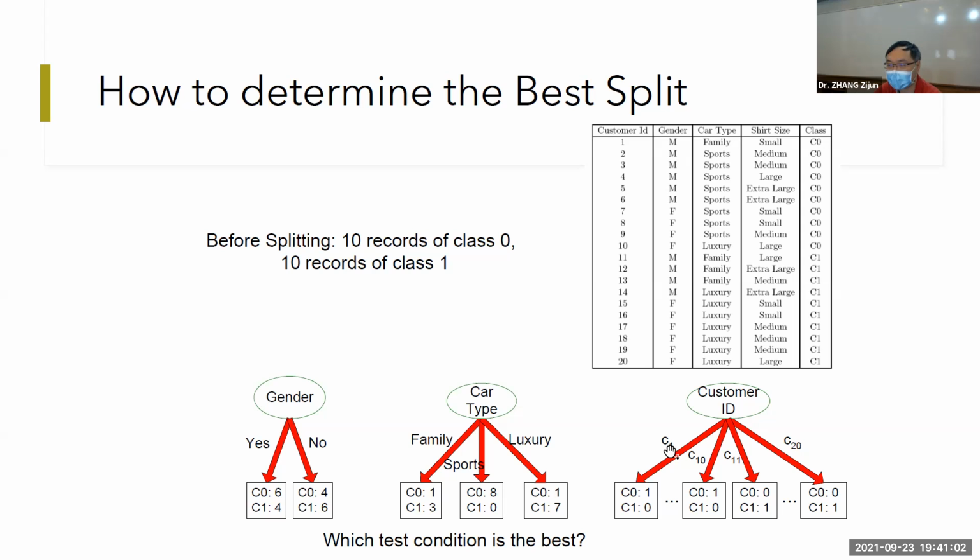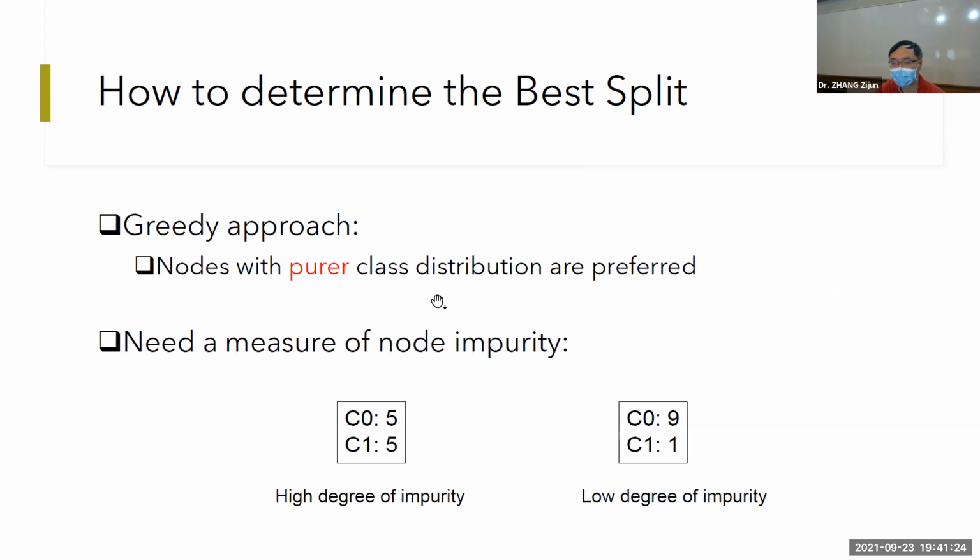Then we are very clear that if the customer ID is 1, the customer must be class 0. Then which one can be considered the best? Next we will talk about how to evaluate the split, and why we say one type of split is the best.